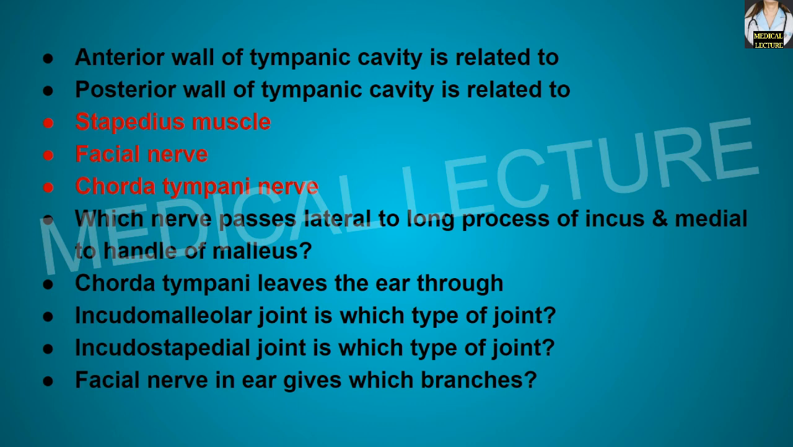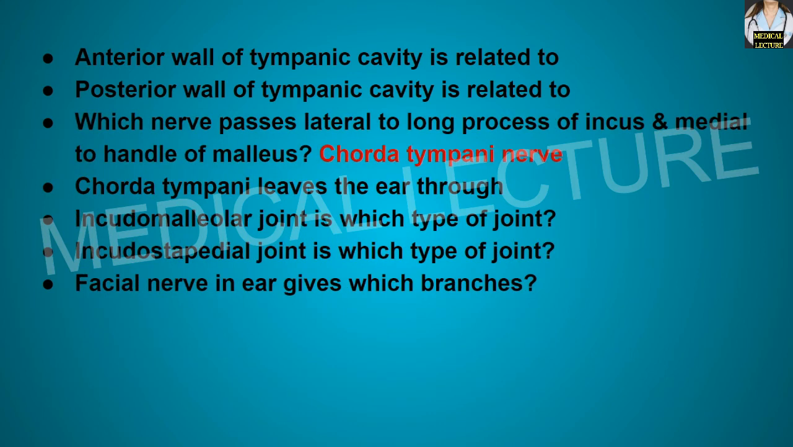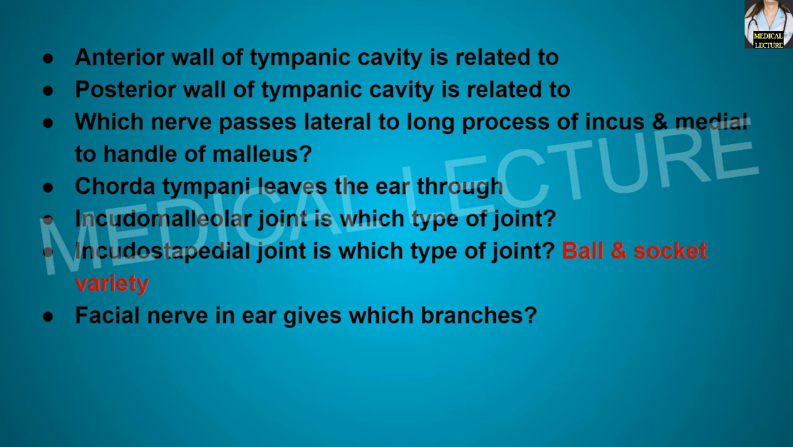Now which nerve passes lateral to the long process of the incus and medial to the handle of the malleus? The chorda tympani nerve. The chorda tympani nerve leaves the ear through the anterior canaliculus. The incudomalleolar joint is which type of joint? It is a saddle variety of synovial joint. The incudostapedial joint is which type of joint? It is a ball and socket variety of synovial joint.